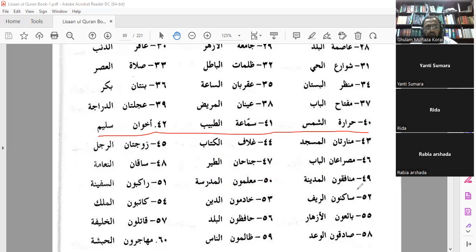Now we come back. Sister Yanti, can you start from this one? 49 to 51. Munafiqul Madinati. Very good. Muallimul Madrisati. Rakibus Safinati. Very good. Yes, Sister Saima, go ahead.